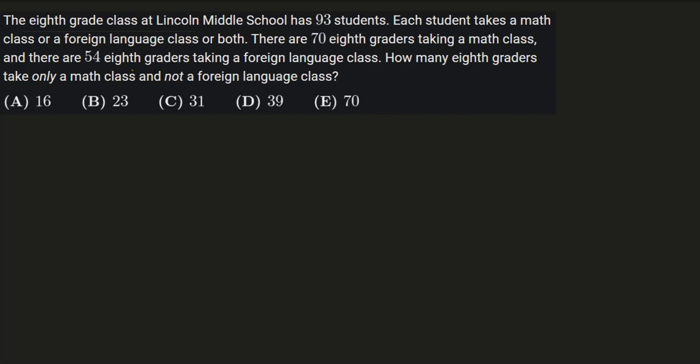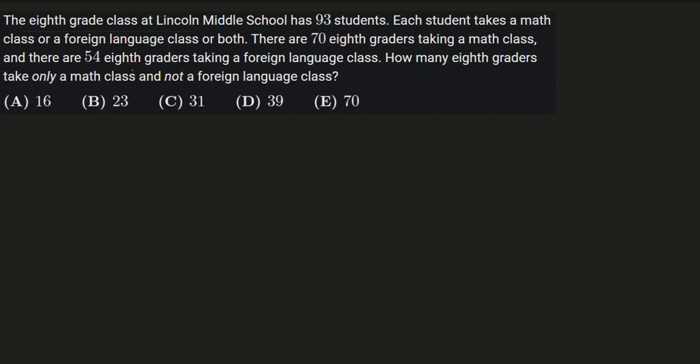In this problem, the 8th grade class at Lincoln Middle School has 93 students. Each student takes a math class, or a foreign language class, or both. There are 70 8th graders taking a math class, and there are 54 8th graders taking a foreign language class. How many 8th graders take only a math class and not a foreign language class?